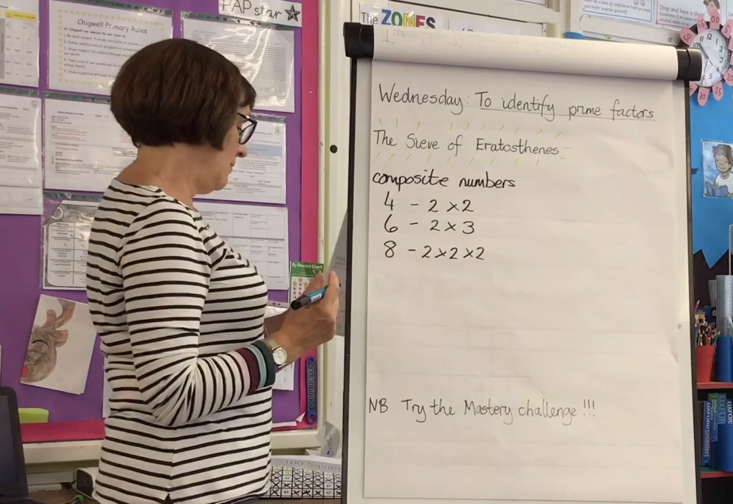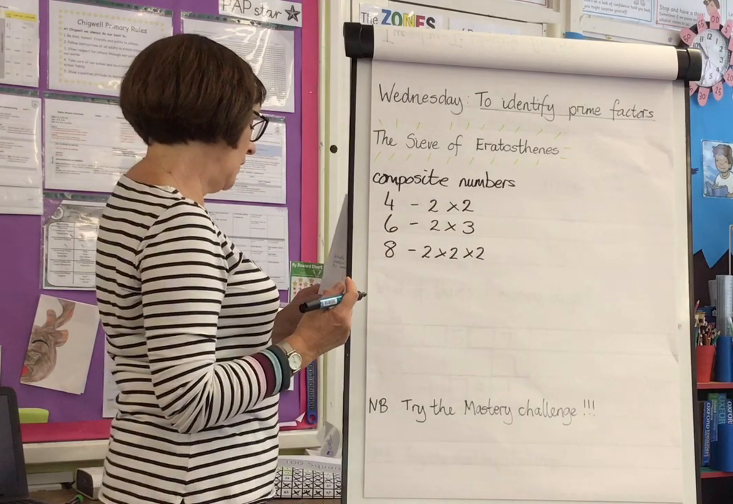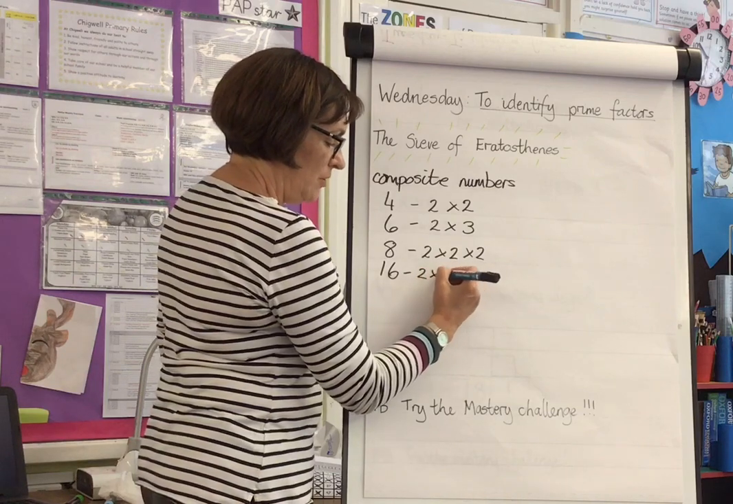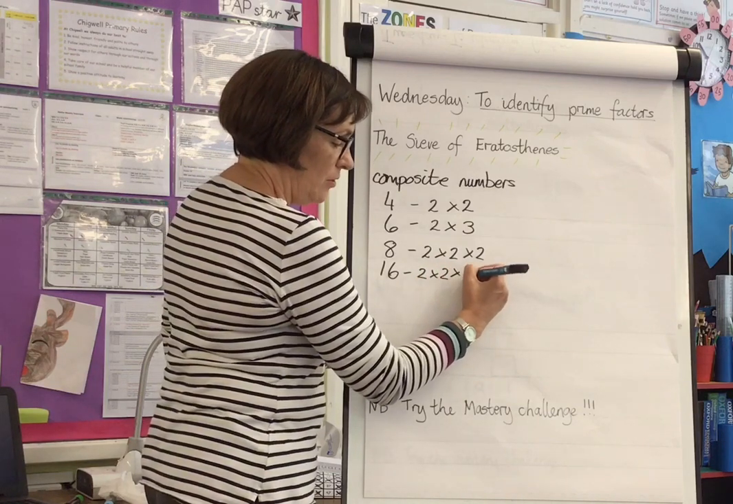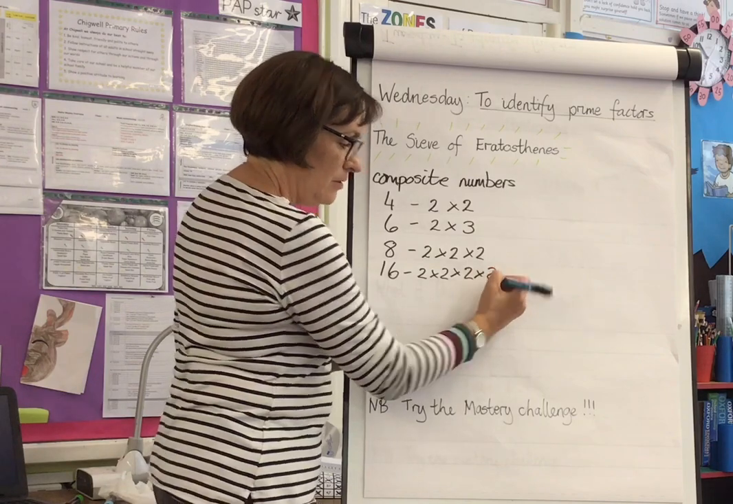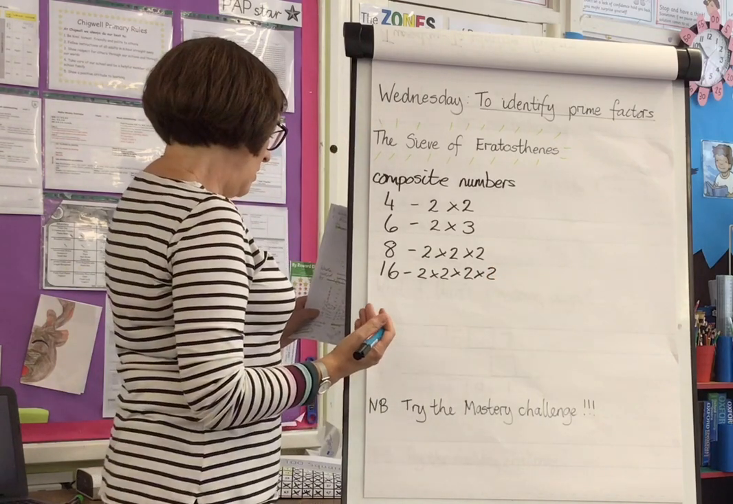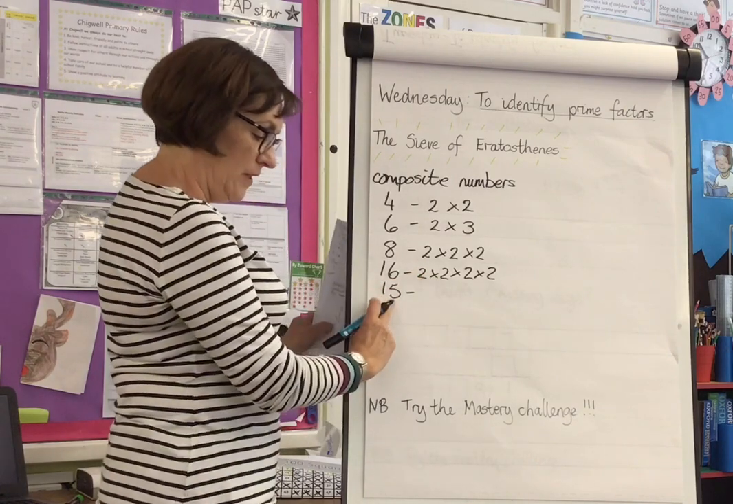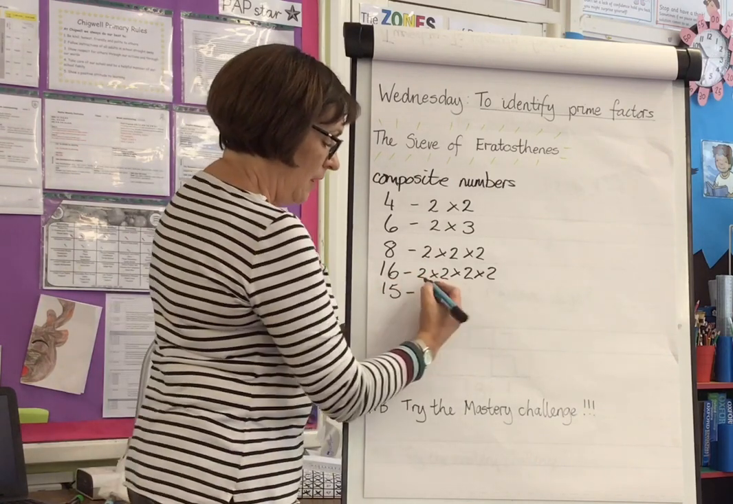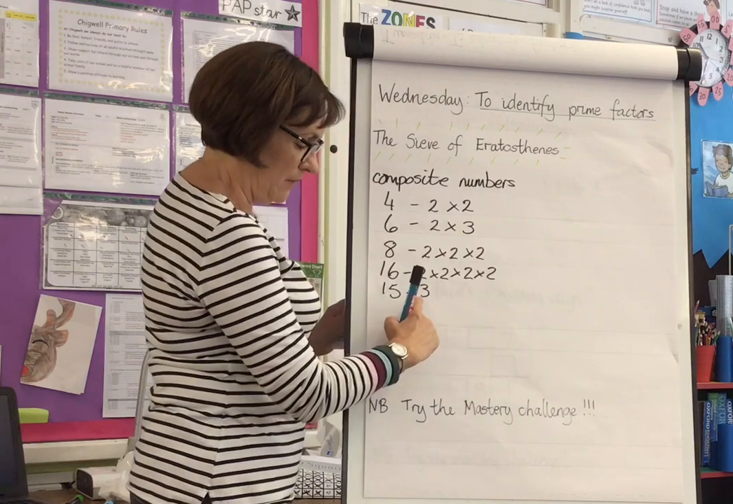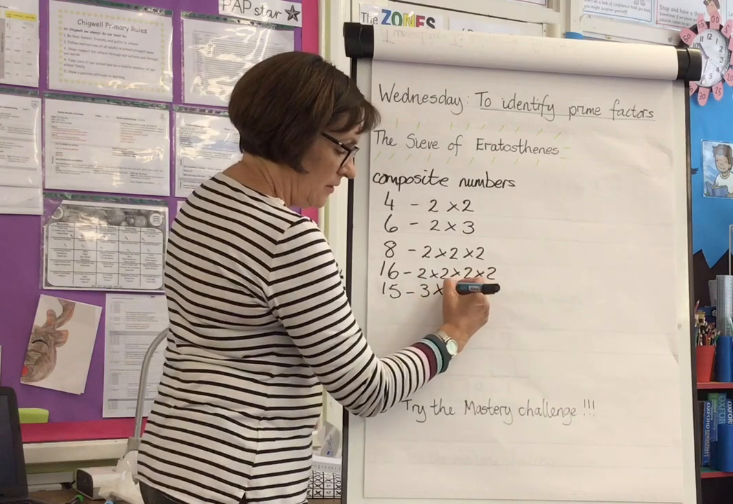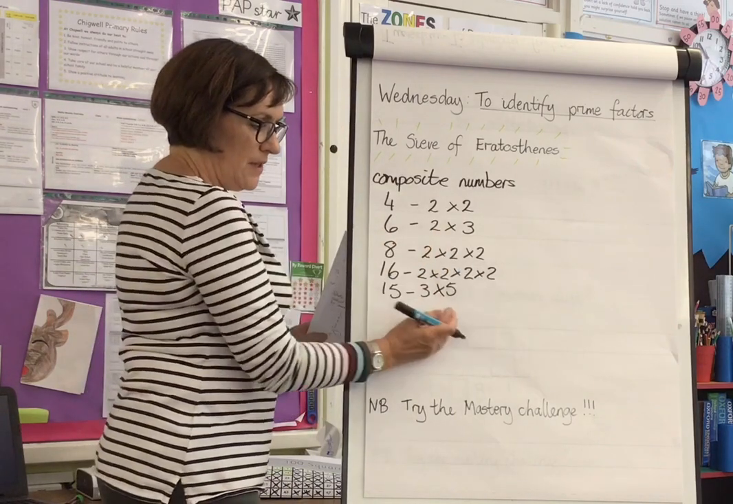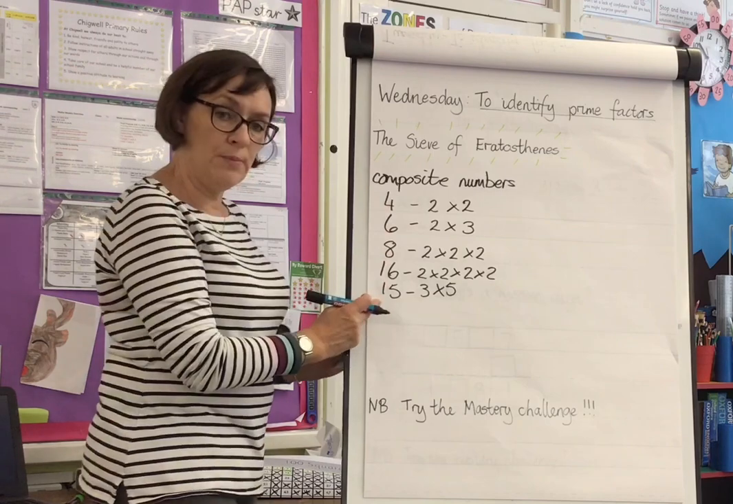Let me demonstrate maybe a slightly longer one, something like 16 for example. You could do 2 times 2, which is 4, times 2, 8, times 2, 16. Or let's do one like 15. Again, 15 is not a prime number, it's a composite number because it can be made up of the third prime number, 3, and 5. 3 times 5. So these numbers, prime numbers, can be multiplied to create composite numbers.